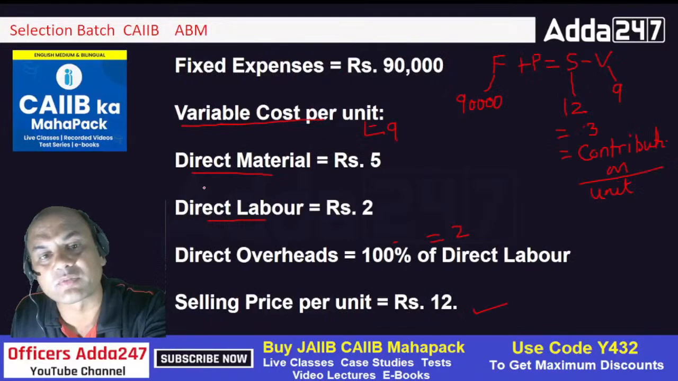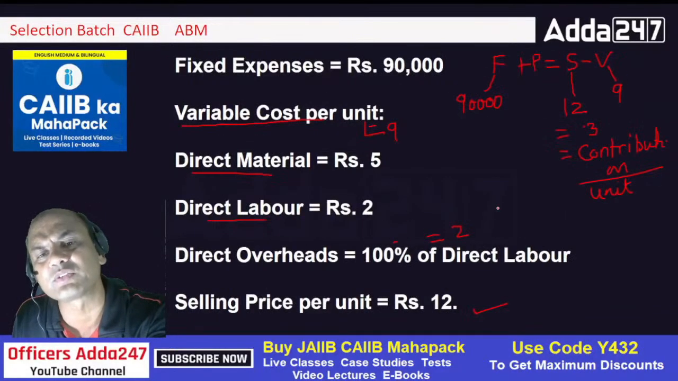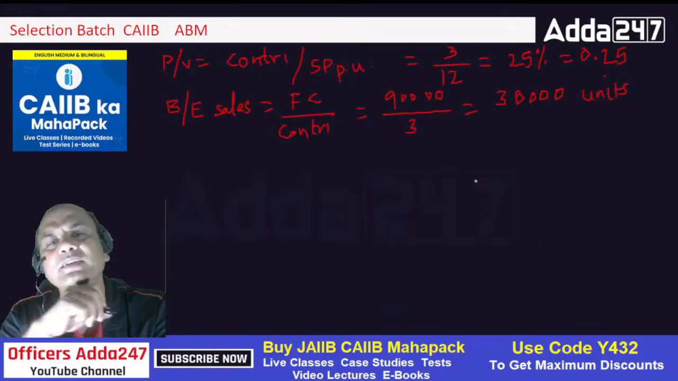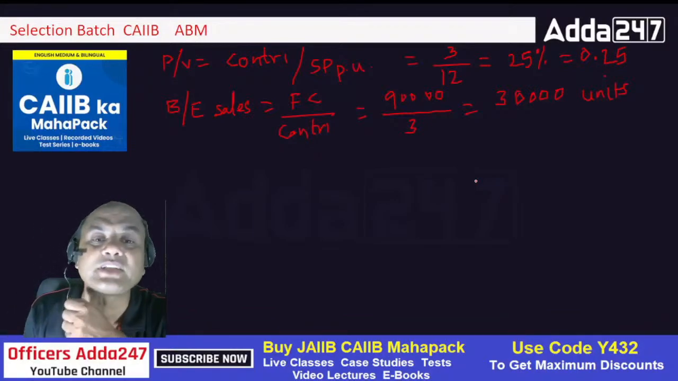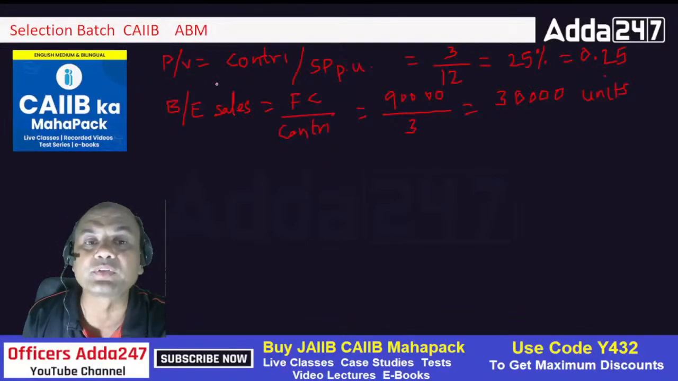Now one more question. Sales required to earn a profit of 4,50,000. So what to do in this? Now 4,50,000 profit is required. Can somebody tell me some simple logic using the same formula? I'll give you one hint: you have to use the same formula.